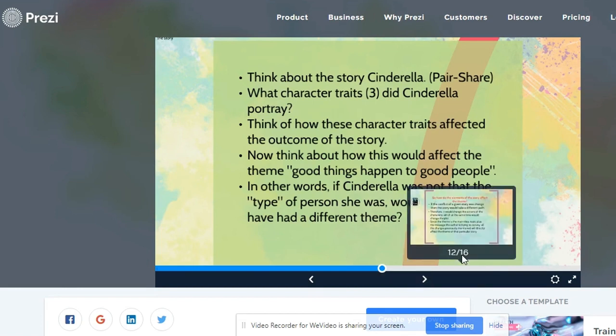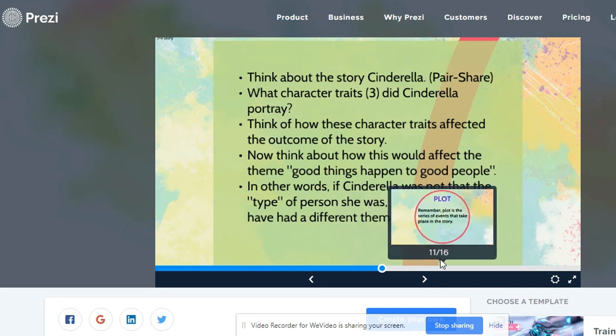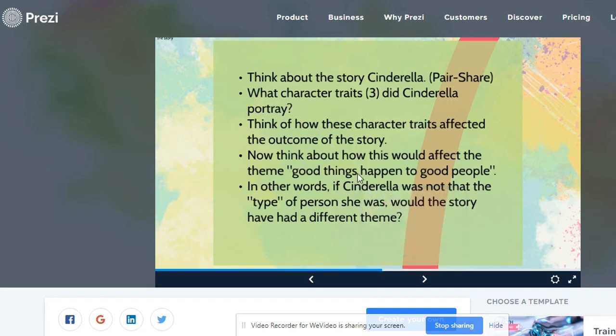Do you think that Princess Penelope would think that Cinderella was brave? She would be disappointed. Why would she be disappointed? Yeah, because she isn't a very strong character. She waited. That was her thing. The theme good things happen to good people is one theme, but the theme of good things happen to people who wait is another theme from that story, right?